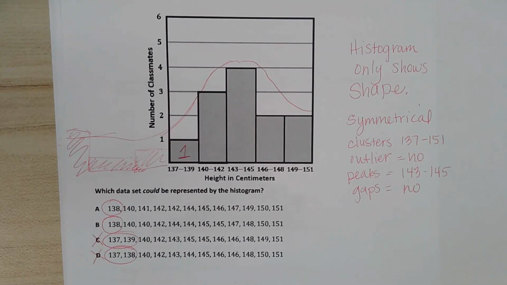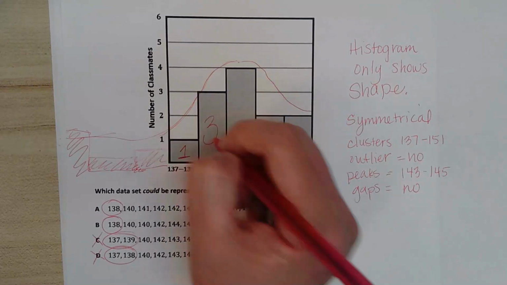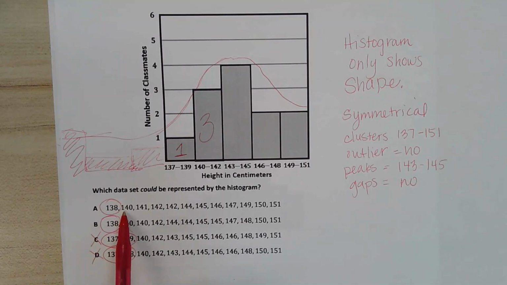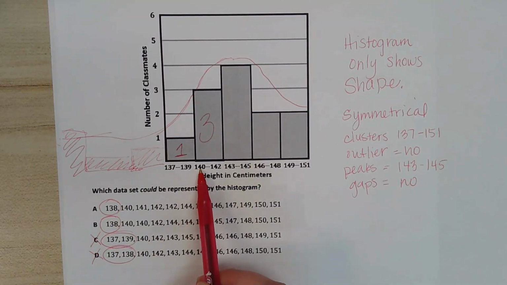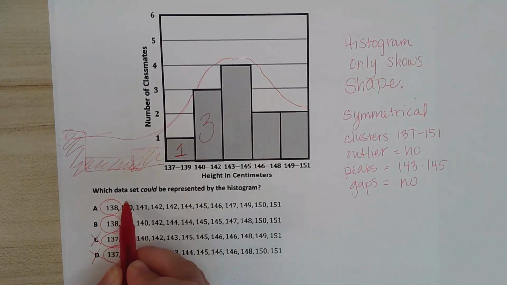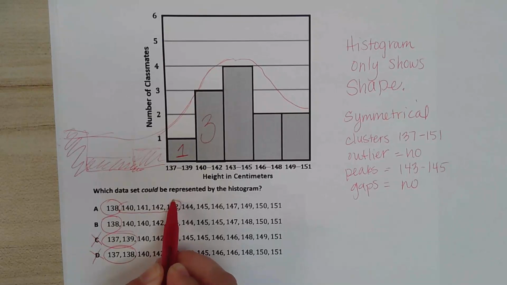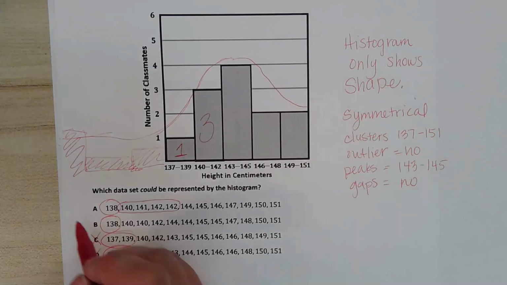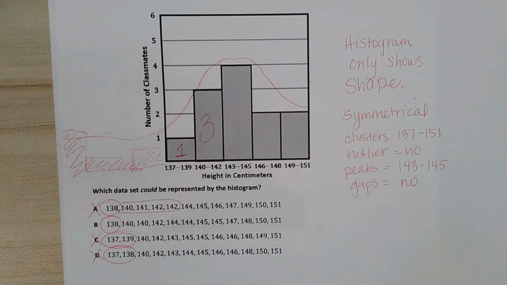Now, when I'm looking at my next category, how many numbers am I looking for in my next category? 3. Well, does it have 3 numbers ranging from 140 to 142? No, it has 4. I agree. So could that be an answer? No. B. So obviously B is my answer, but let's double check.